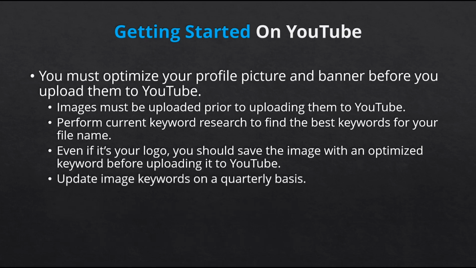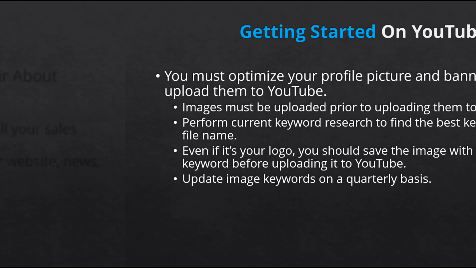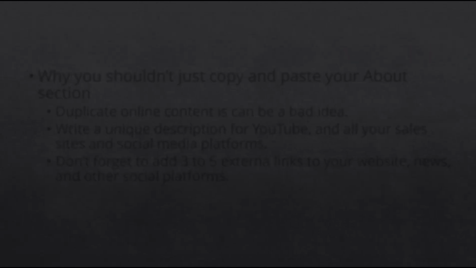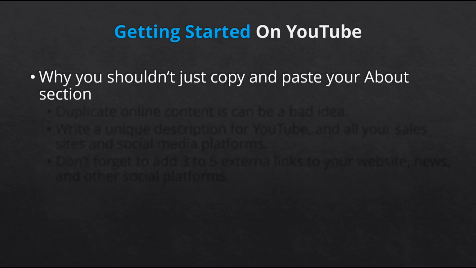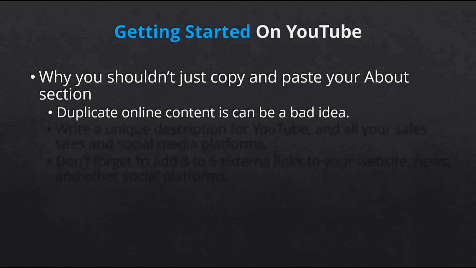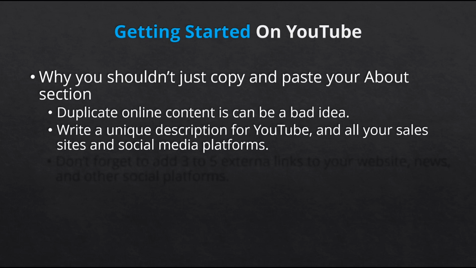Next, it's tempting to simply copy and paste the About section of your website in YouTube or your other online platforms, sales sites, and social media channels. However, it's important to write unique descriptions for each of your online descriptions. This minimizes the amount of duplicate online content, but it also ensures you have unique descriptions relevant to the purpose of each online profile. For example, your YouTube description should touch on the value you plan to add with your channel via videos, not just who your company is and what you do.